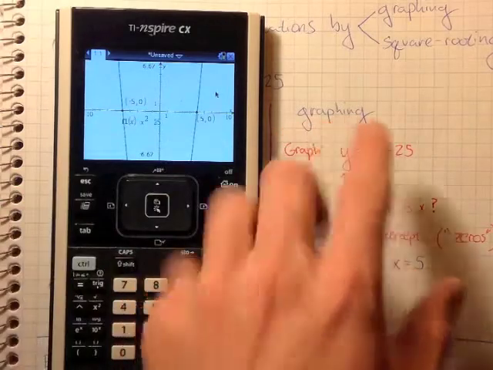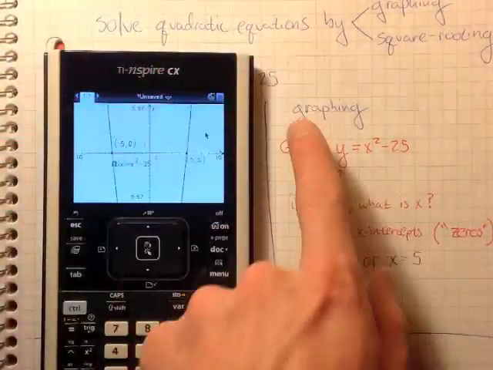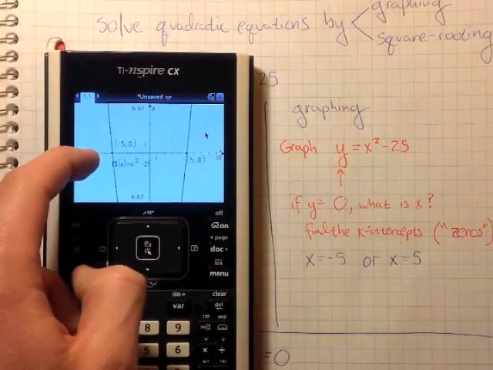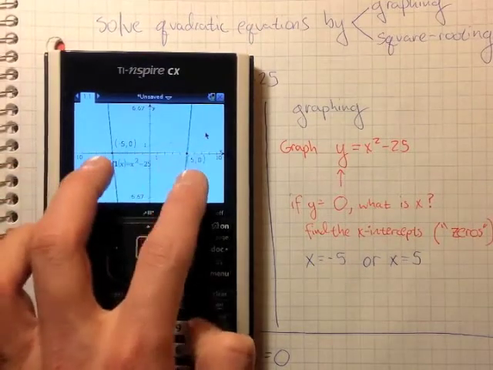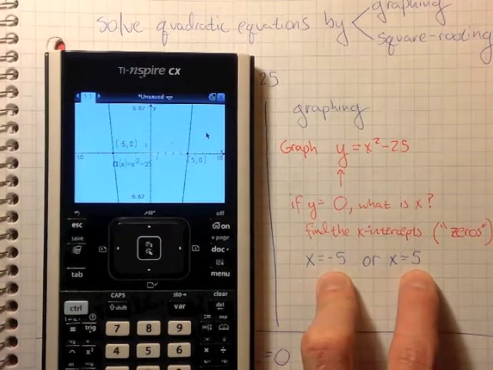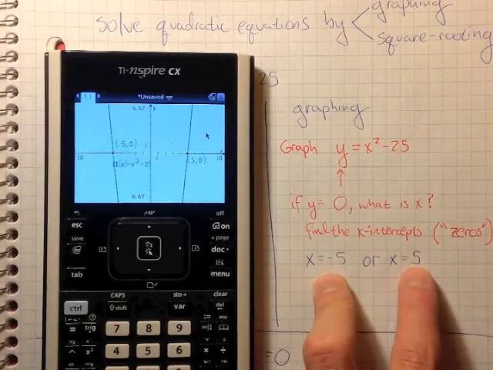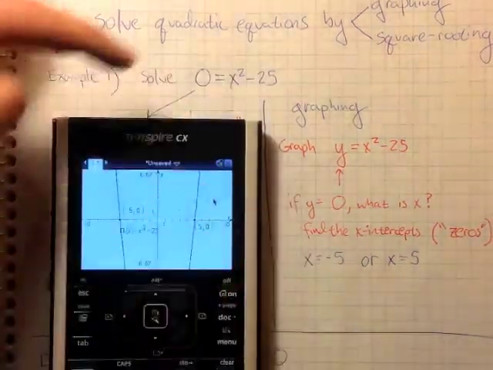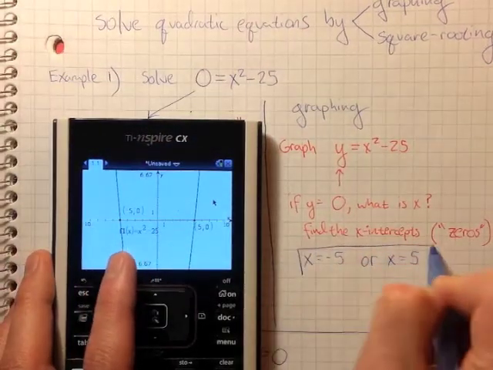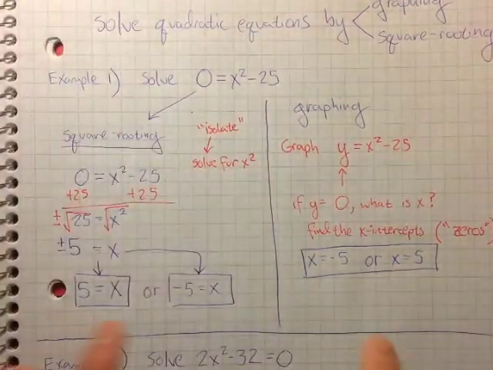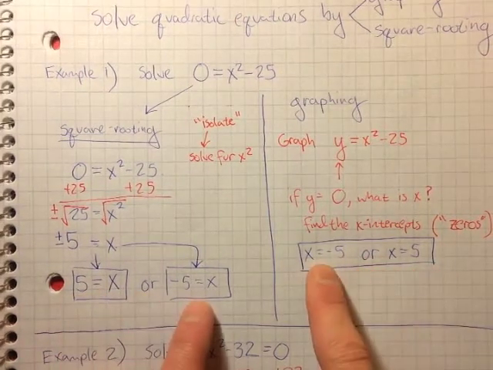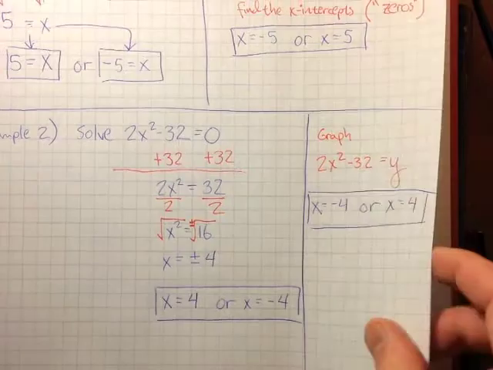So, in order to solve a quadratic equation by graphing, you need to graph this function in your calculator, find the zeros of the function, and those zeros correspond to the x-intercepts, which are the solutions to this equation. 0 equals x squared minus 25. Okay? Now notice, of course, that the two different methods give us the same exact answers. X is +5 or x is -5. Alright, let's look at a couple more examples.